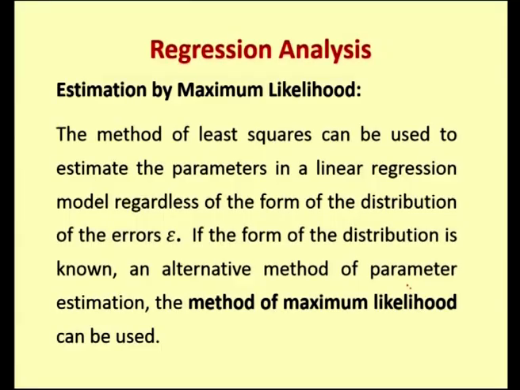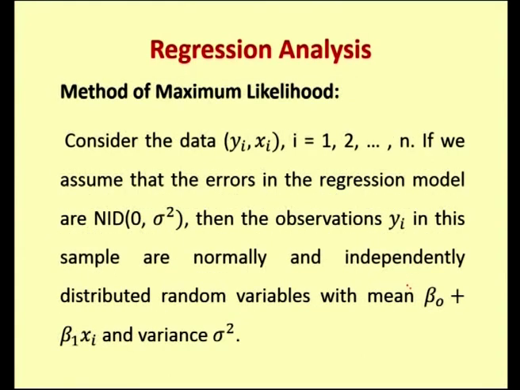If the form of the distribution is known, we can use the method of maximum likelihood estimation, and here the data is considered as yi comma xi, i ranges from 1 to n, and we assume that the errors in the regression model are normally identically distributed with mean 0 and variance sigma squared. Then the observations yi in this sample are normally independently distributed random variables with mean beta naught plus beta 1 xi and variance sigma squared.